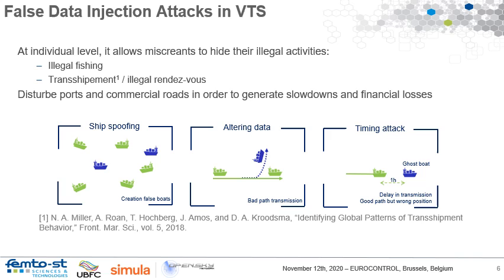In the VTS, we keep the same definition of the FDIA and we apply it. Like ADS-B, the AIS, which stands for Automatic Identification System, is the cooperative protocol used in the VTS. The main challenges for authorities on a maritime level are illegal fishing and transshipment. Transshipment is a rendezvous between two ships to illegally exchange goods. FDIAs like spoofing, data alteration, and timing attacks to generate slowdowns and disruptions also exist. We will dive into the AIS protocol a little bit more later on.